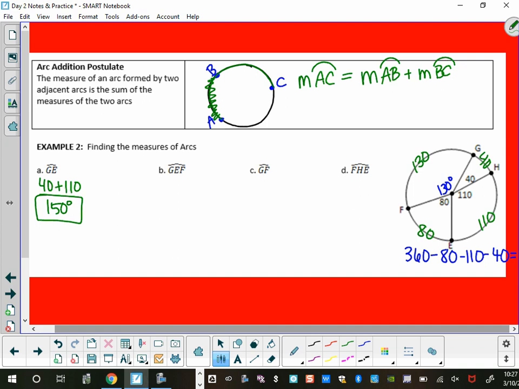All right, Ashley, the measure of arc GEF would be what? What do I add together for GEF? Okay, what else? 110. Okay. And what do we get? She stopped once she got to F.